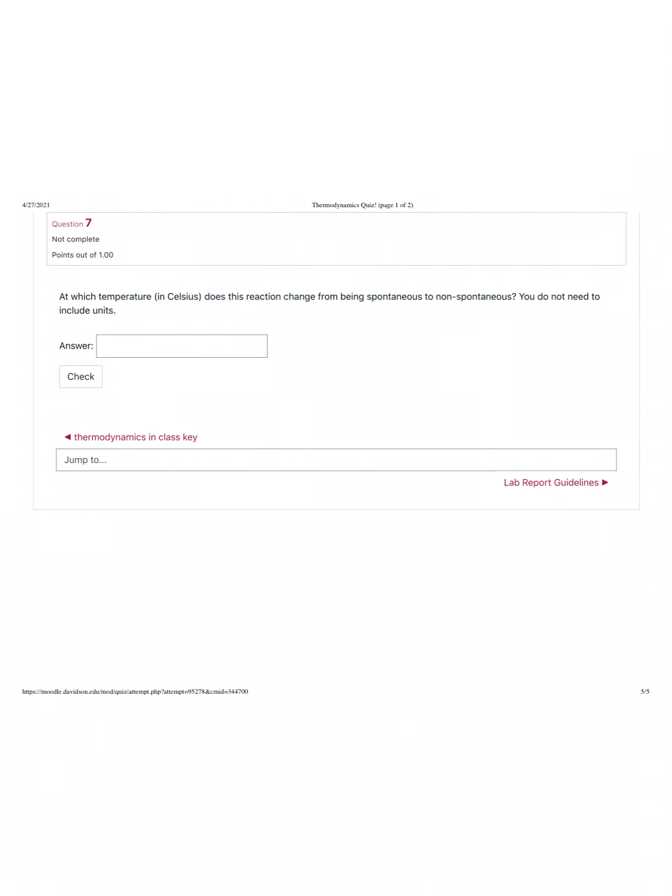That brings us to number 7. At what temperature in Celsius does this reaction change from being spontaneous to non-spontaneous? You do not need to include units. So here's the deal. For this reaction, we have a negative delta G, so we know that under these conditions it's going to be spontaneous. But if we look at our delta H's, we have a positive delta H and a positive delta S. If you go back to that video where we talk about predicting spontaneity based on the signs of delta H and delta S, you can predict whether or not the reaction will be spontaneous.